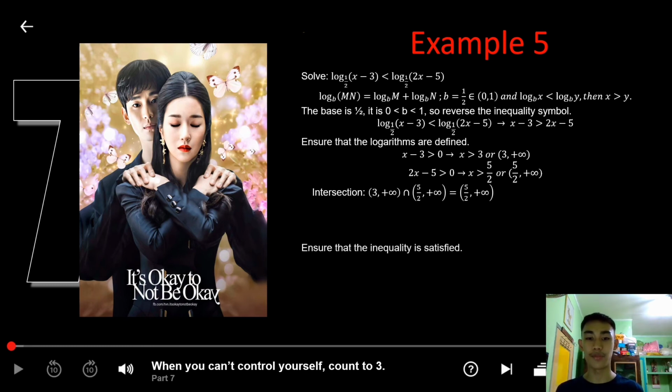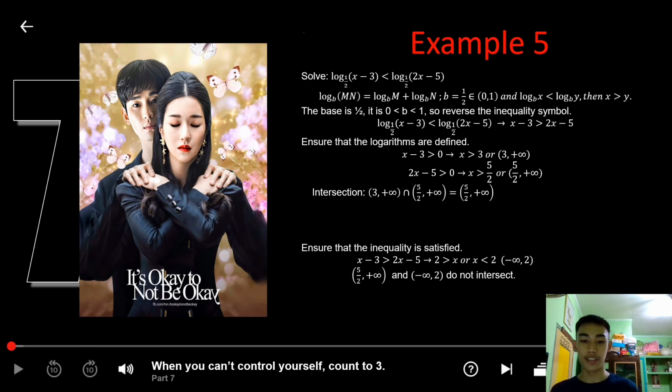So the next thing we need to do is to ensure that the inequality is satisfied. So x minus 3 is greater than 2x minus 5. It is equal to 2 is greater than x, or x is less than 2, or in interval notation, negative infinity and 2. Note that 5/2 and positive infinity and negative infinity and 2 do not intersect, if you can imagine in your mind.